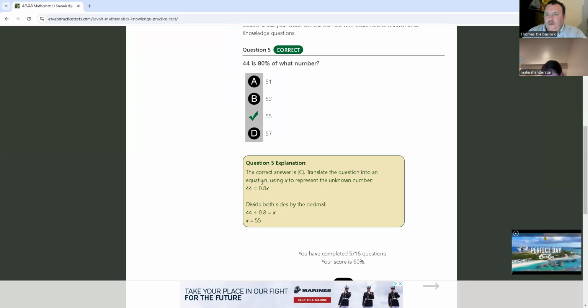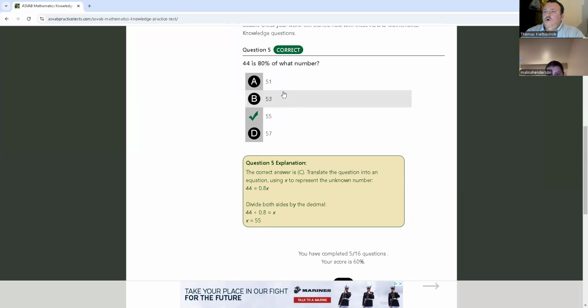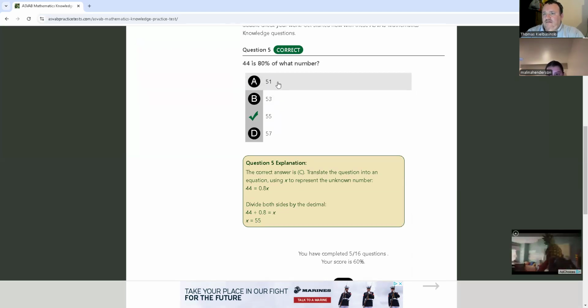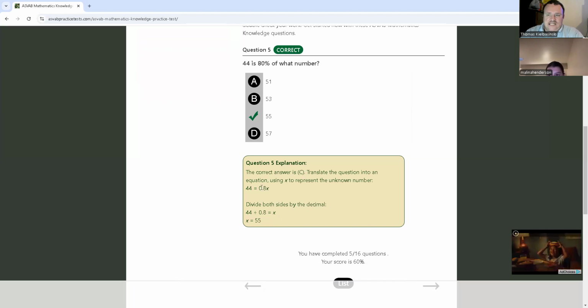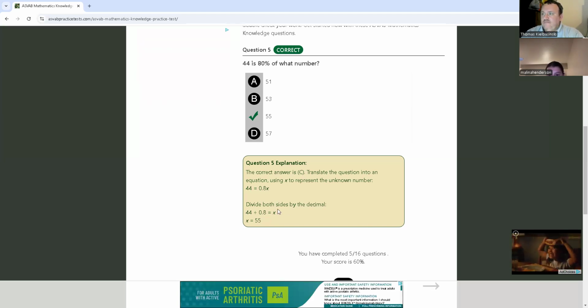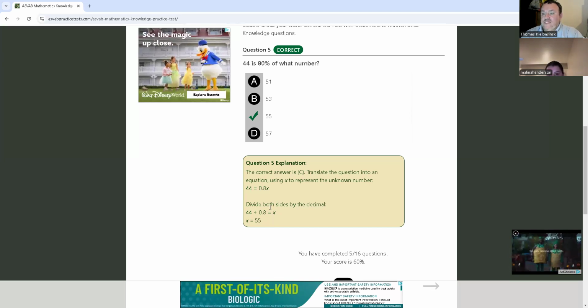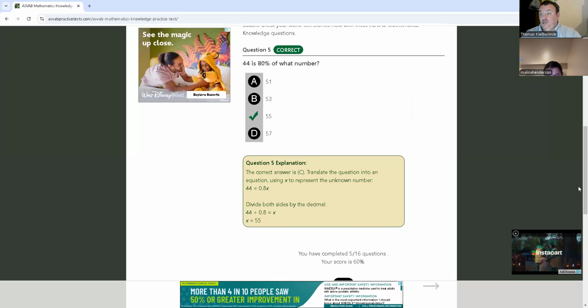Translate the question into an equation. This you don't have to do. I would do it the other way around. I would multiply each and every answer here by 80 and figure out which one is the closest. Sometimes it's not going to be the exact answer. You could use this equation if you wanted to, but I would do the opposite. I would do 55 times 0.8 and then 57 times 0.8. This is ridiculous, a waste of time, more confusing than ever. So my advice would be to just do the multiplication.